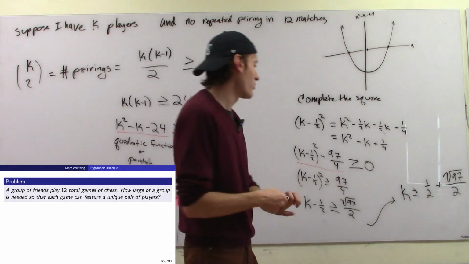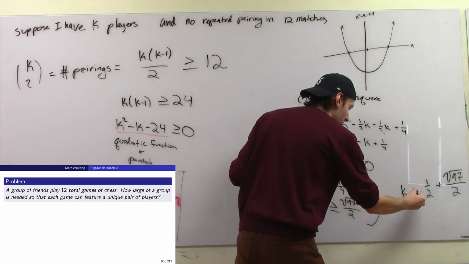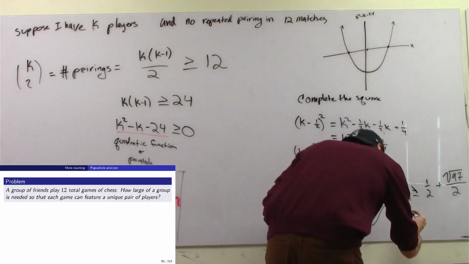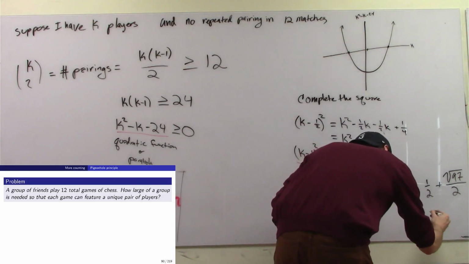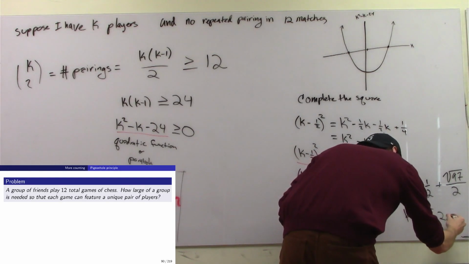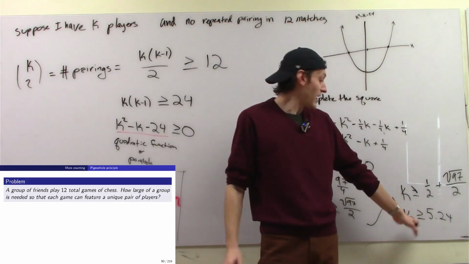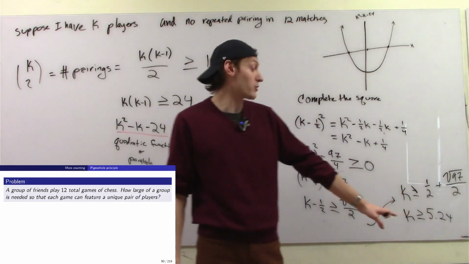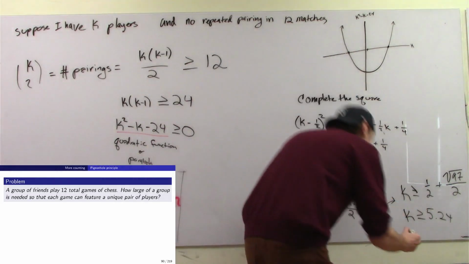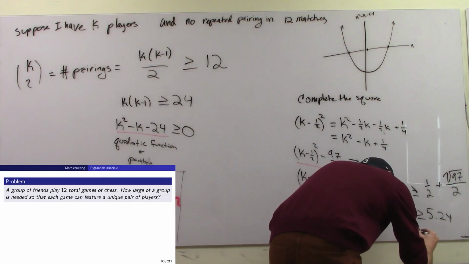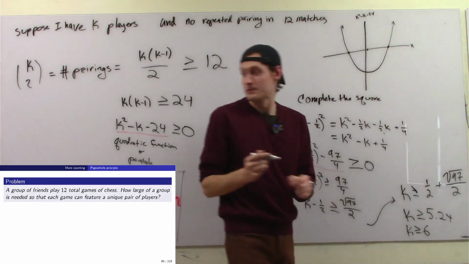So what is this number? I don't know if people know this one off the top of their head. k needs to be greater than or equal to, it's about like 5.24 maybe. It's 5 and a bit. So k has to be a positive number bigger than 5.24. So does that mean k is bigger than or equal to 6?